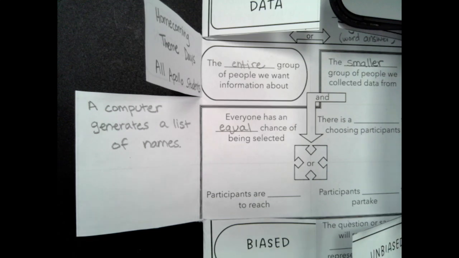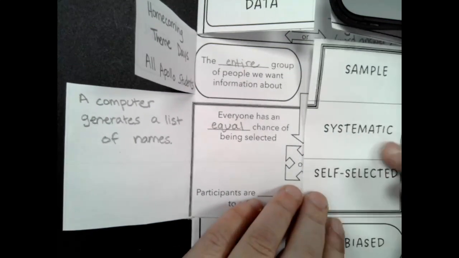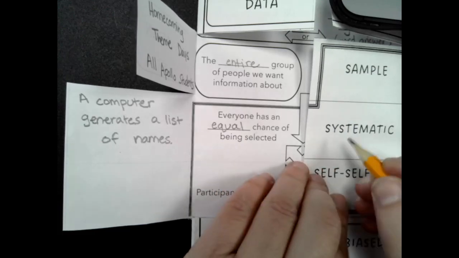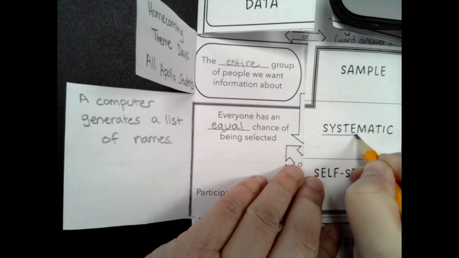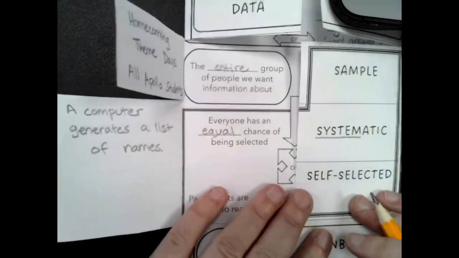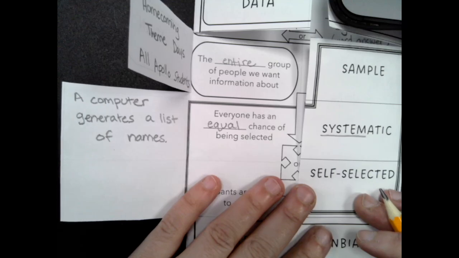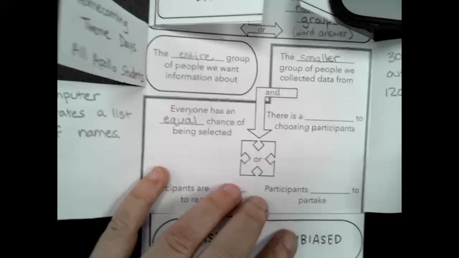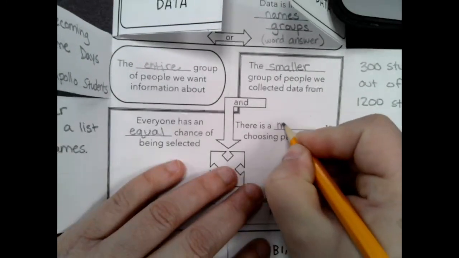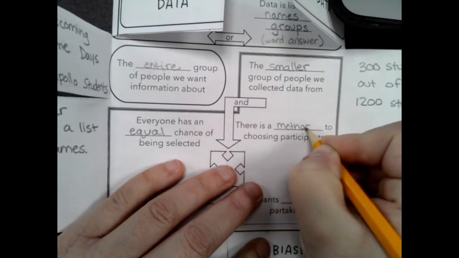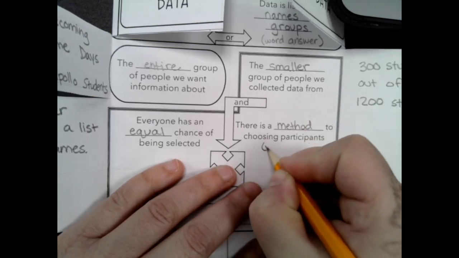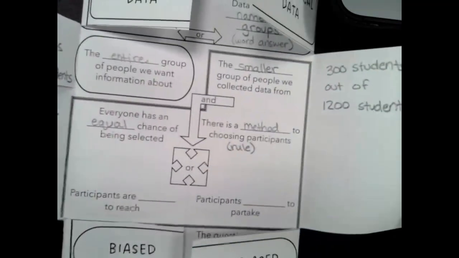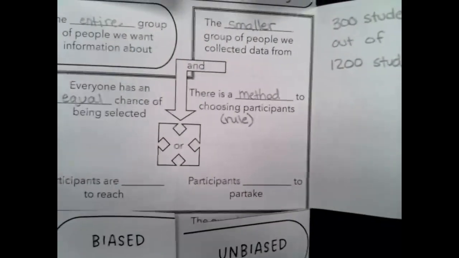Now, systematic can feel random at times, but in systematic, what word do we see in that word systematic? System. And a system is like a rule. Okay, so in systematic, there is a method to choosing the participants, or there's a rule.